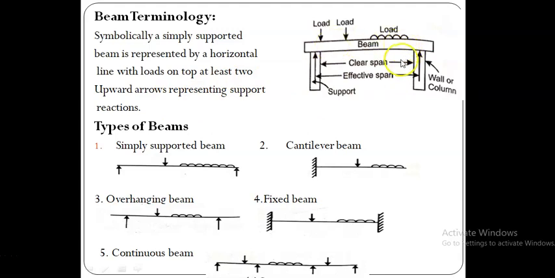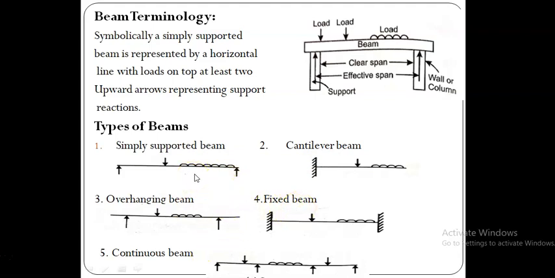Okay, so like that we can represent, and these are all the different types of load. This one may be a UDL, uniformly distributed load. These two are concentrated forces. Next, let us see the types of beams. The first one is the simply supported beam. The second one is the cantilever beam. The third one is the overhanging beam. The fourth one is the fixed beam, and the fifth one is the continuous beam.